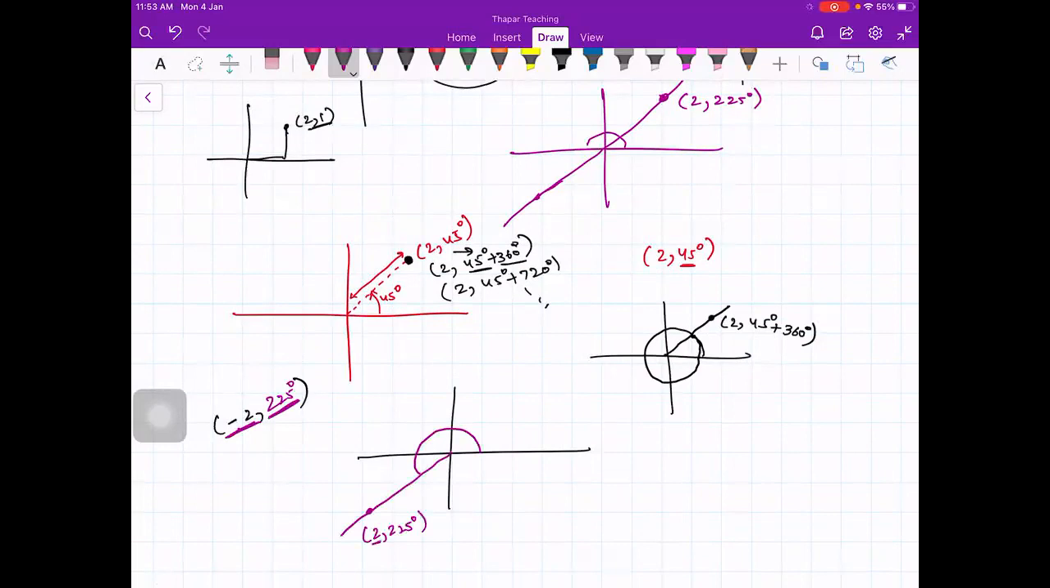What is the meaning of negative r? I have told you negative r means on the axis of 225 degrees, this is your positive direction and this is your negative direction. You will go in the negative direction and plot here. So this point is minus 2, 225 degrees. But this is the same as this point, which is 2 comma 45 degrees. So one point has infinite names.